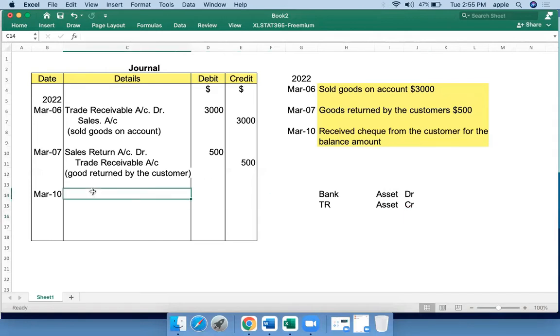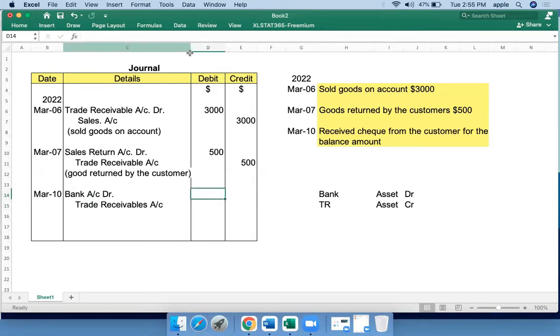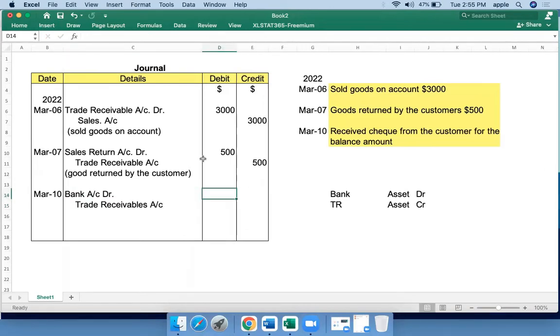Okay, so what will be the journal entry? It's going to be bank account debit, leave some space, and then trade receivable. And then the amount is going to be 2,500, right? How did you get that money? Because it says balance amount: the total goods sold, and then the balance is how much they paid, 2,500. Yeah, 2,500.